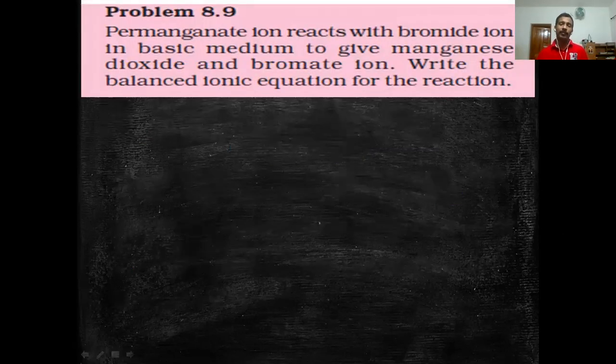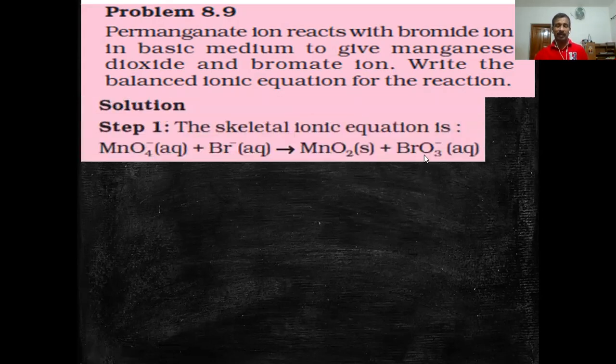Permanganate ion, MnO4 minus, reacts with the bromide ion, Br minus, in basic medium to give manganese dioxide, MnO2, and bromate ion, BrO3 minus. Write the balanced ion equation for the reaction. So first you write the skeletal equation: MnO4 minus plus Br minus gives MnO2 plus BrO3 minus. And here you listen, the medium is basic medium. Okay, it is the first step. And what is the second step?